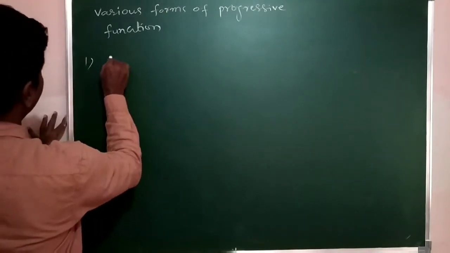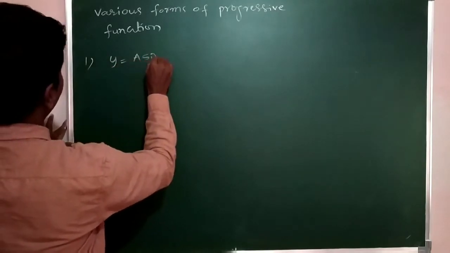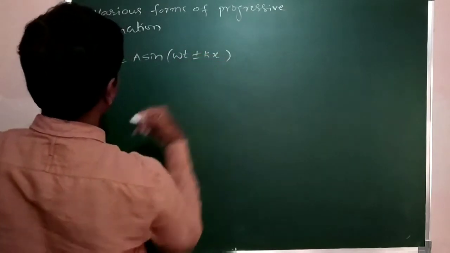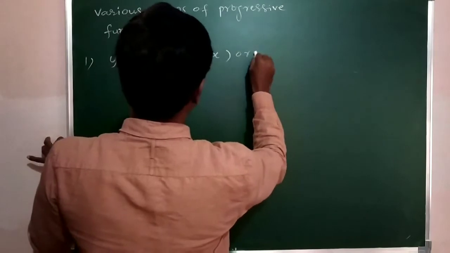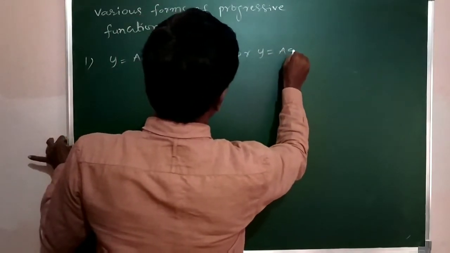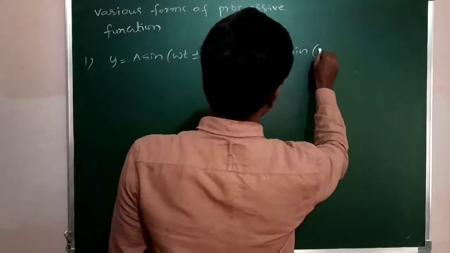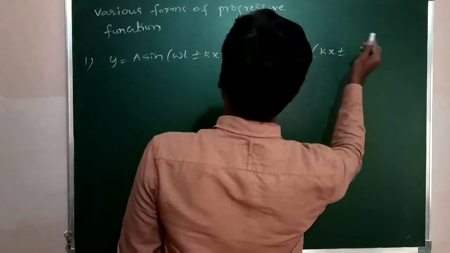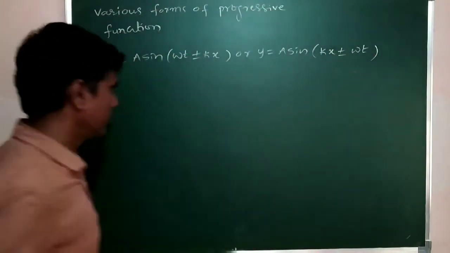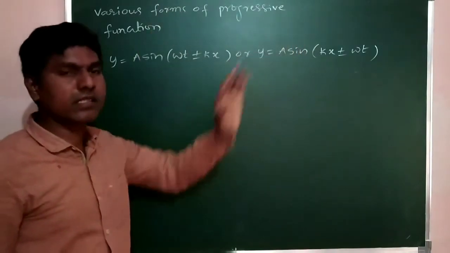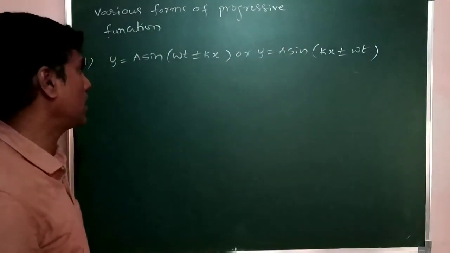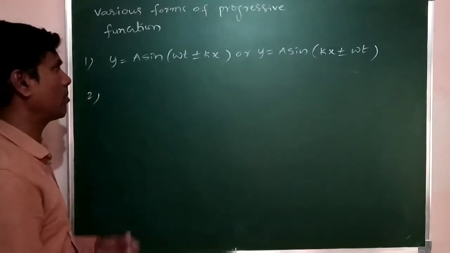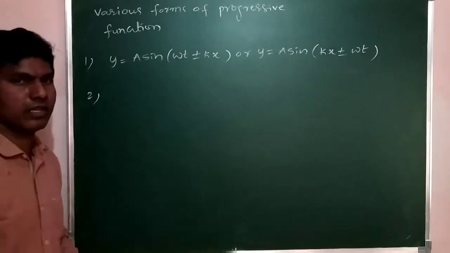The first one is y equal to a sin omega t plus or minus kx, or y equal to a sin of kx plus or minus omega t. It can be written like this also. So I am writing here the different types of progressive wave equations.